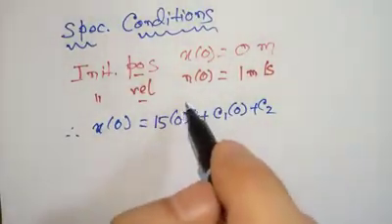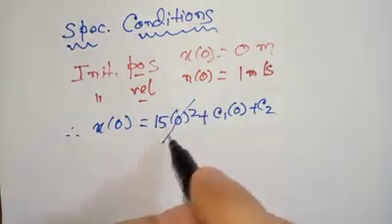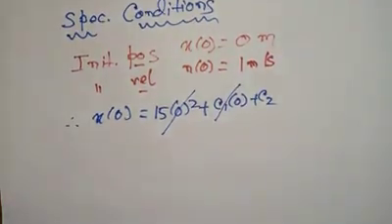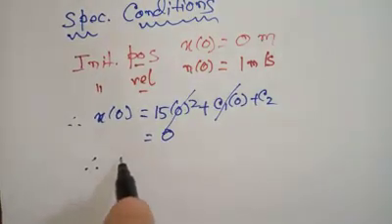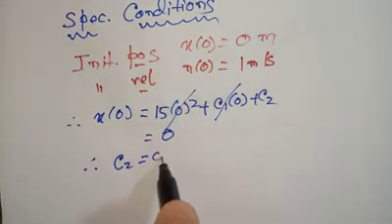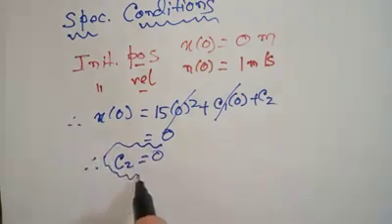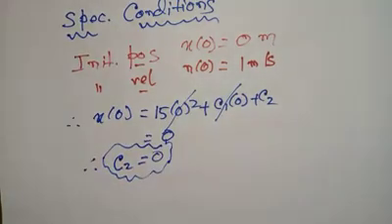Clear? Now this part and this part get cancelled out. This part and this part get cancelled out. So what we get from here is 0, and we can write therefore c2 equals 0. c2 equals 0. Right.